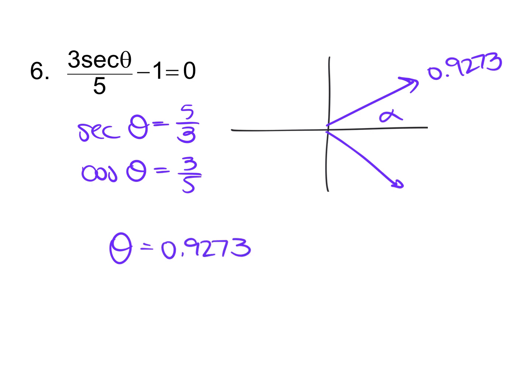Second one is I use that same reference angle, and what am I going to subtract it from? 2 pi. So 2 pi minus 0.9273 gives me a second answer of 5.3559-ish. Good? Okay.